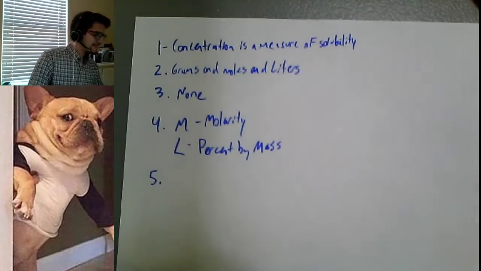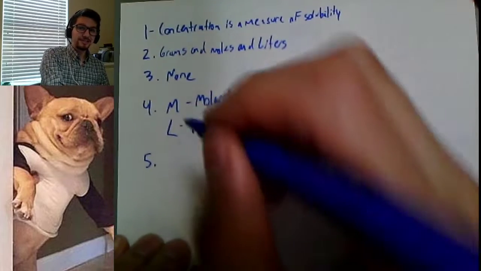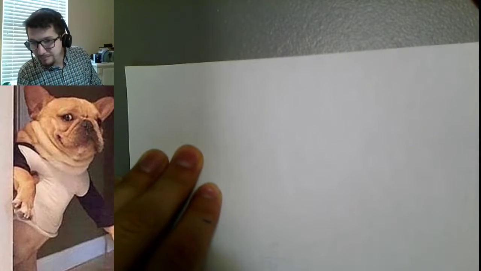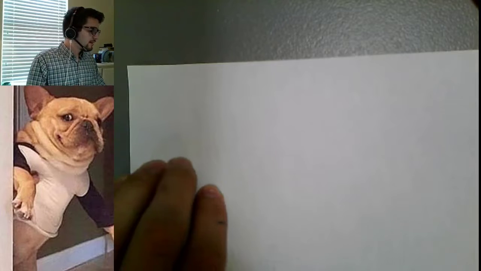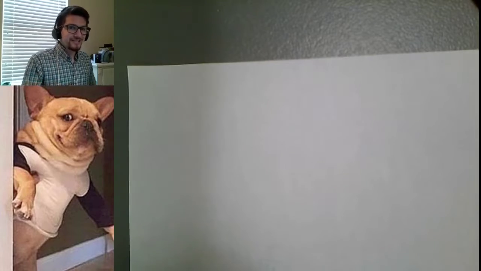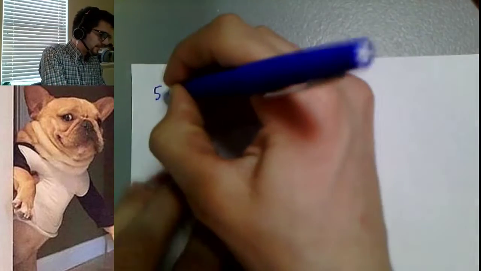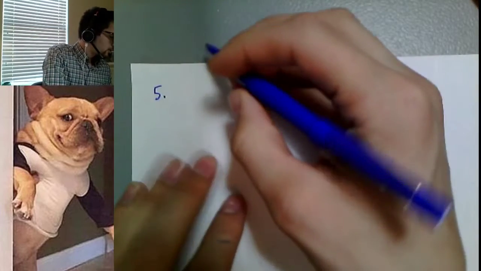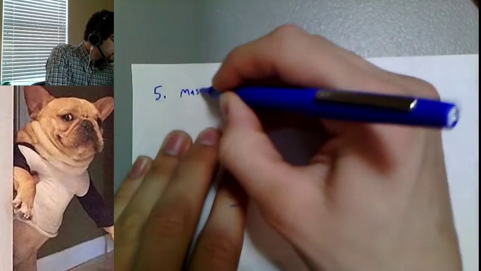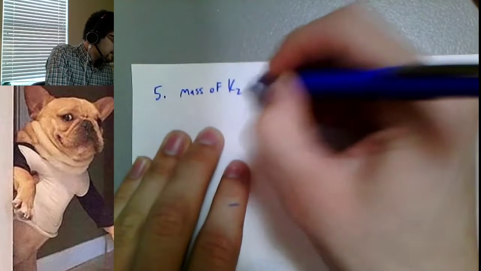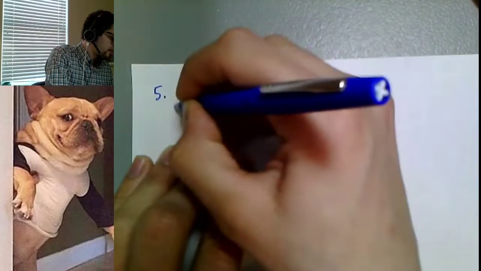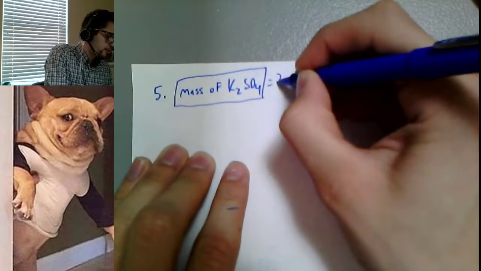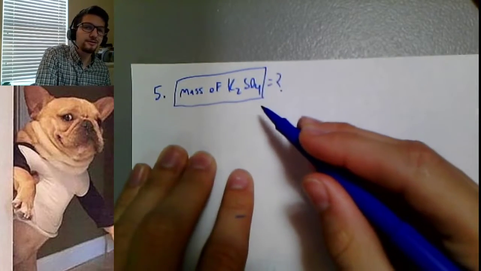5 and 6, these were the tricky ones. These were the ones that I know. So I just tried explaining number 5, and I made some pretty hilariously bad explanations. So let me do this one more time and make it clear. So, what mass of K2SO4? We're looking for the mass of K2SO4.